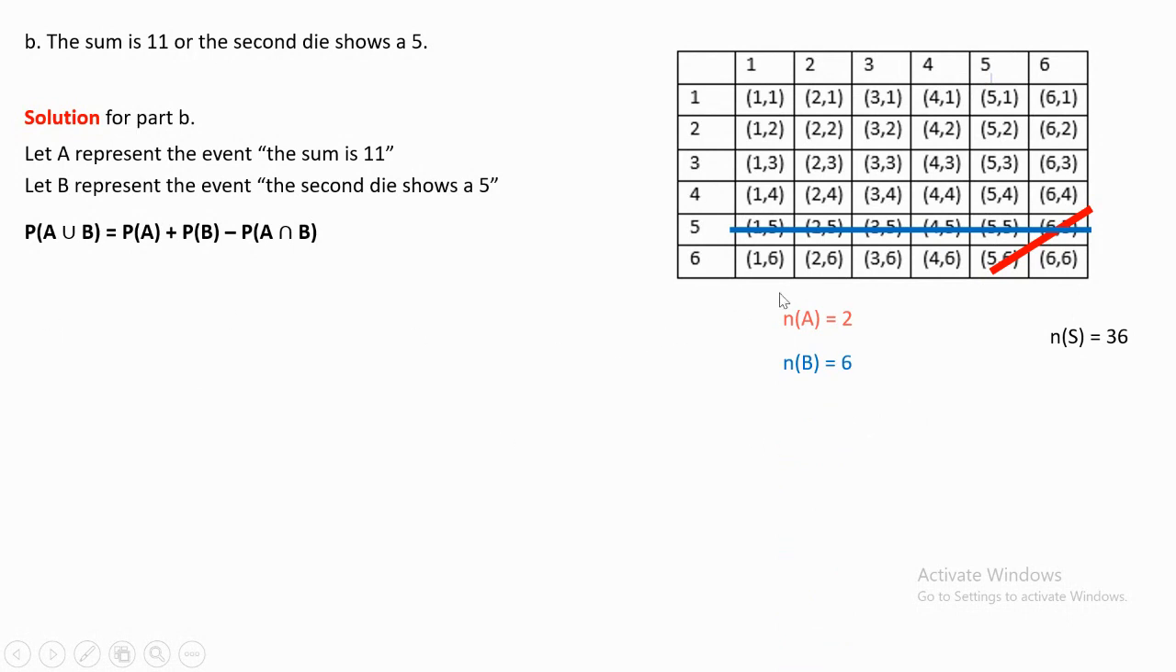So it's 6, right? So then, where do they intersect? They intersect right there, and that's the only one, which is equal to 1. So now let's plug in all the values here. It's going to be 2 over 36 plus 6 over 36 minus 1 over 36, which will give us 7 over 36. So that's my result for part B.